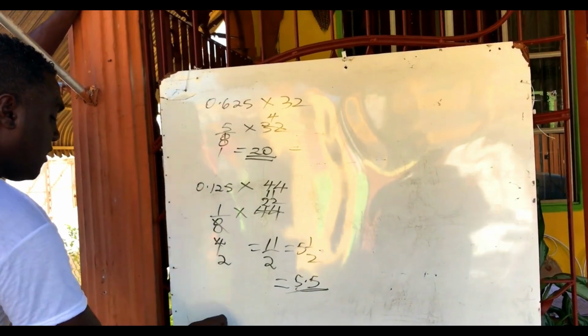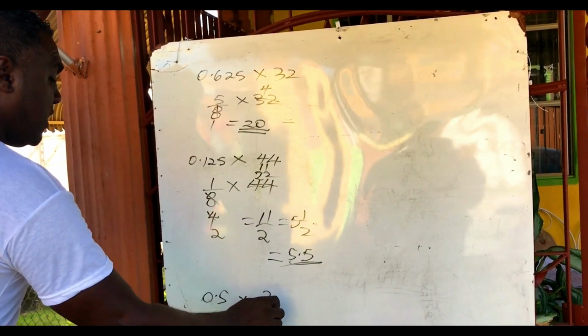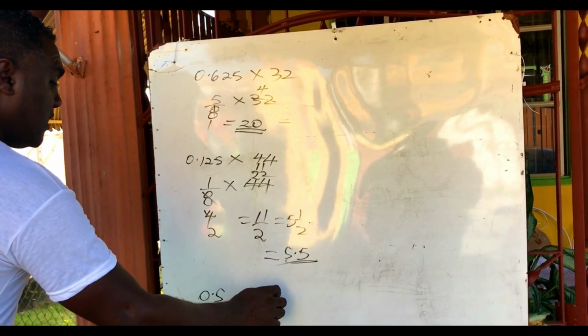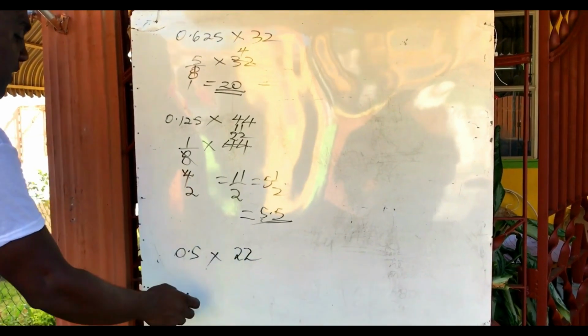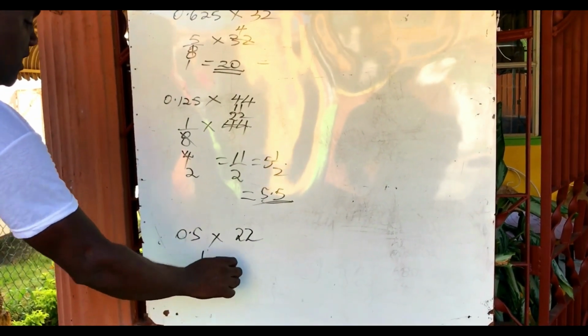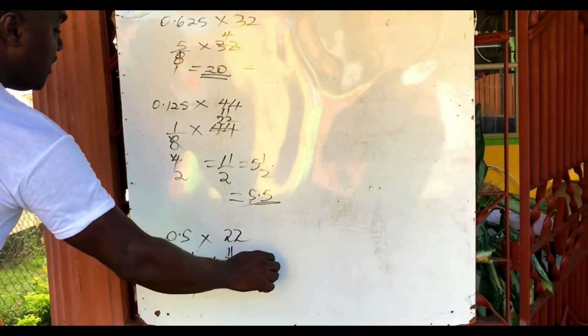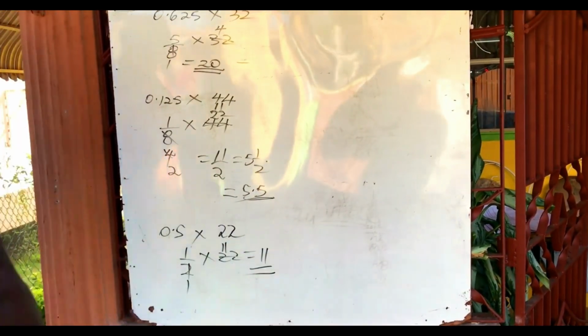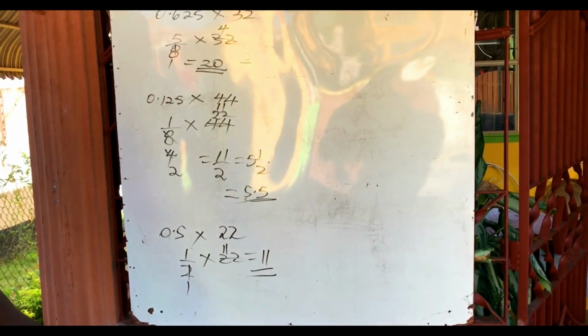Now what if you get 0.5 to be multiplied to, say, 22? Now 0.5 is the same thing as a half, so it's half times 22, 2 into 22 goes 11, so 11 ones actually give us 11. So these are certain things that you need to know for the exam.